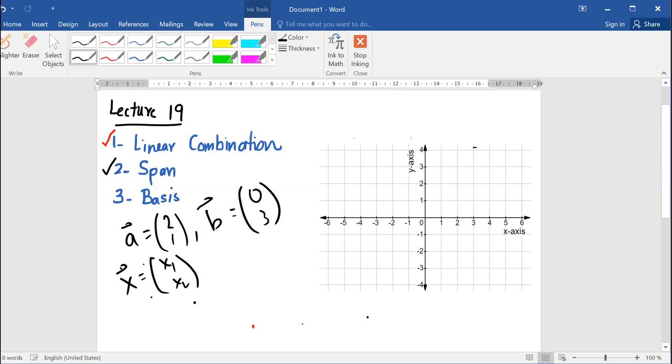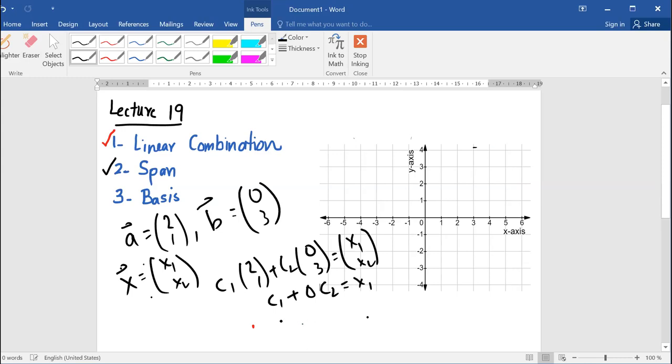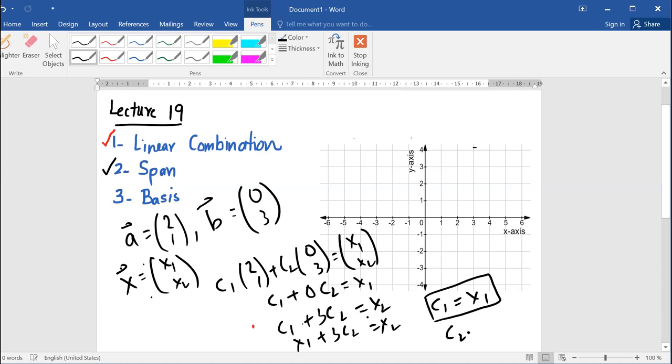I want to reach this point x. How will I reach it? I will do c1 times (2, 1) plus c2 times (0, 3), and that should be equal to (x1, x2). So now I have two unknowns that I'm trying to find, c1 and c2, and I have two equations, so it's fairly easy. The first is 2 times c1 plus 0 times c2 equal to x1. And the next equation is c1 plus 3c2 equal to x2. Now very clearly my constant c1 is equal to x1. So I will pick my c1 as x1. And what about c2? Now that I know c1 is equal to x1, I put x1 plus 3c2 equal to x2. So this gives me c2 equal to (x2 minus x1) divided by 3.